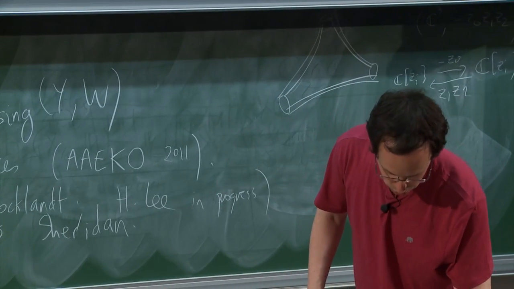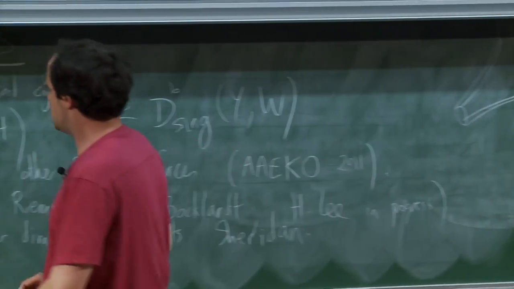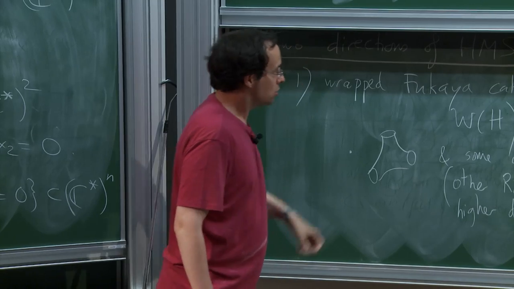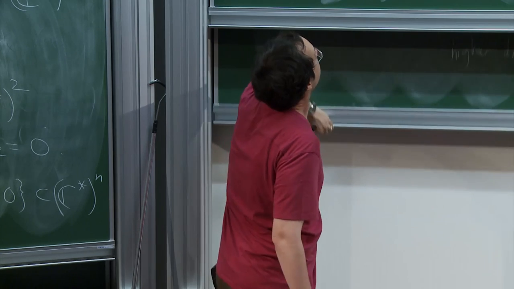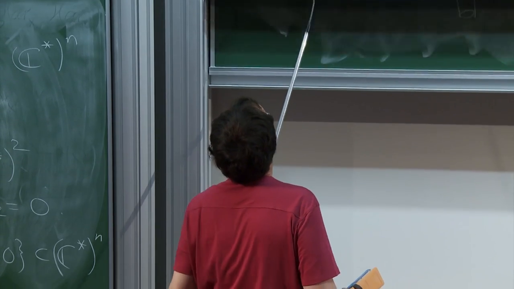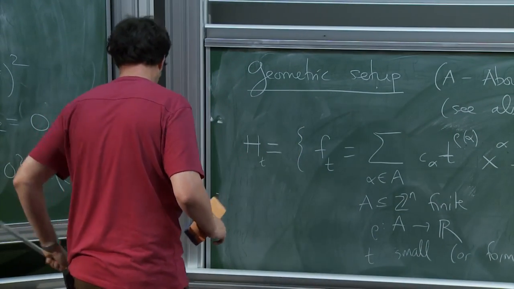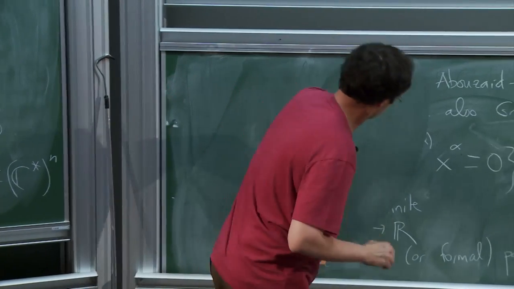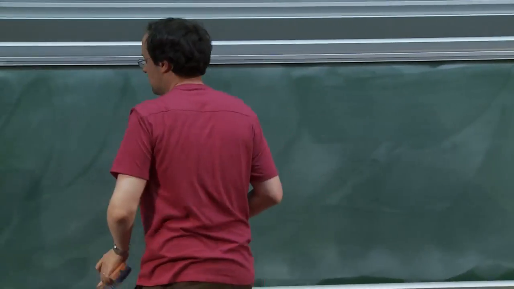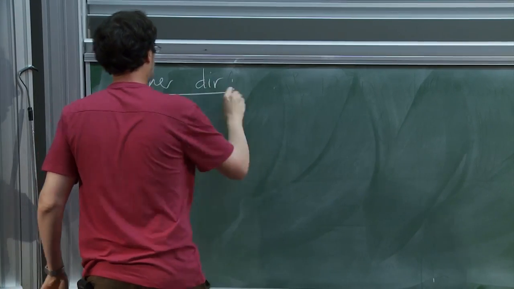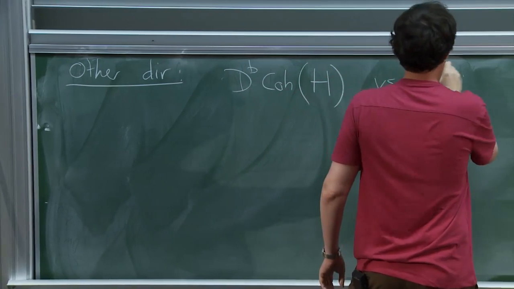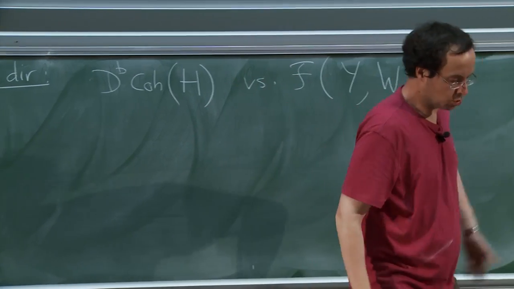Okay, but the other direction, which is more what I would like to think about today, is slightly more mysterious. This one is far from being completely done, but it feels like it's almost under control in some ways. And the one where I think more work remains to be done is the opposite direction. So the other direction is about comparing the derived category of coherent sheaves of H versus some sort of Fukaya category of this Landau-Ginzburg model.